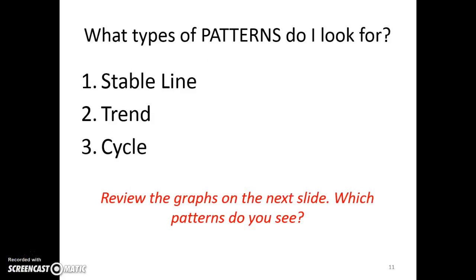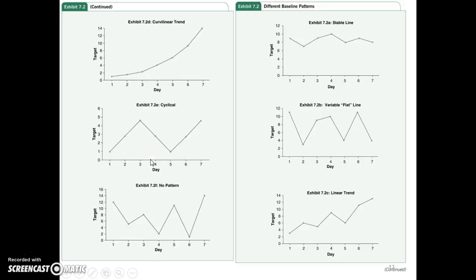And you might have 3 types of patterns: a stable line, a trend, or a cycle. So look at these graphs and tell me which ones you see might be more of a stable line. Look at which ones might be more of a linear trend, so you could imagine a diagonal line here. Maybe there's a flat line somewhere in the middle, or right on the bottom or below it. Or maybe it's cyclical. In a bipolar patient, this might be typical: low, high, low, high. Or maybe it's curvilinear, where you see it increasing dramatically. And sometimes you just might not have a single pattern at all.